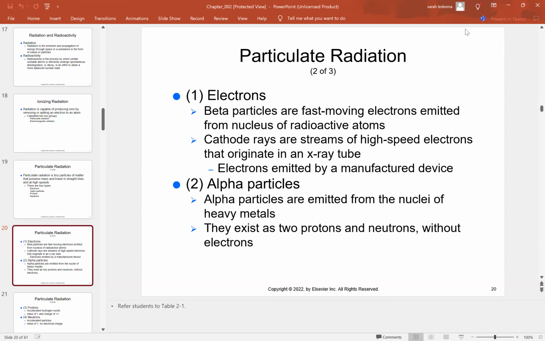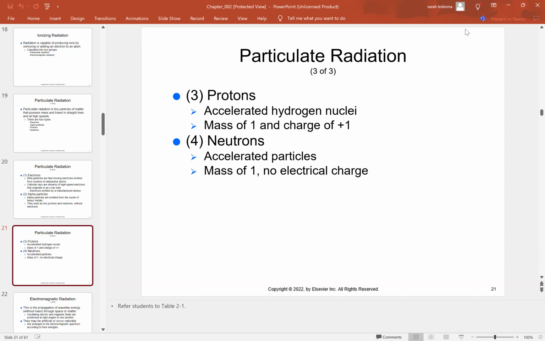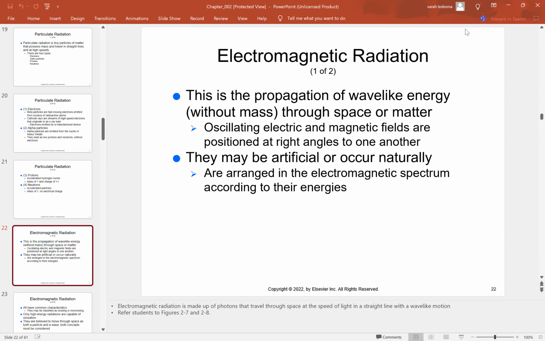Alpha particles are emitted from the nuclei of heavy metals. They exist as two protons and two neutrons without electrons. Protons are accelerated hydrogen nuclei, with a mass of 1 and a charge of +1. Neutrons are accelerated particles with a mass of 1 and no electrical charge.